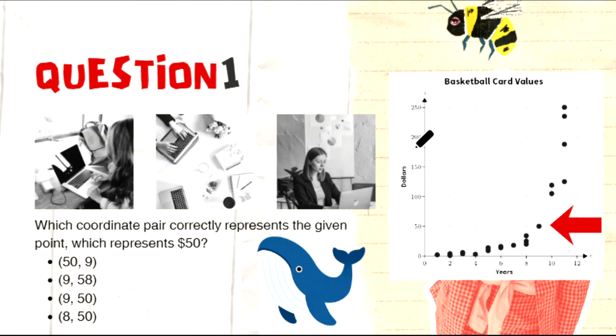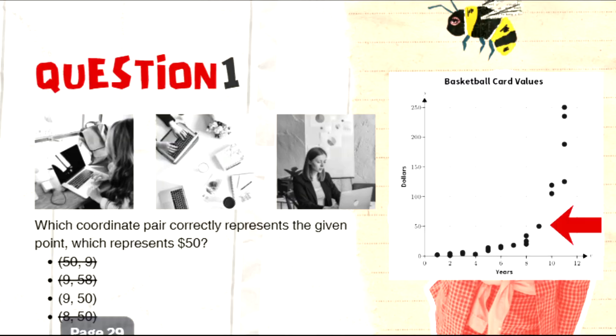Okay, this is our y-axis, so we know that 50 has to be in the y-axis, so this, the y spot, xy, so this one's gone, it has to be one of these two. If we follow this straight down, we see it's between 8 and 10, so our x-axis is going to be 9. Okay, I hope that made sense to you.